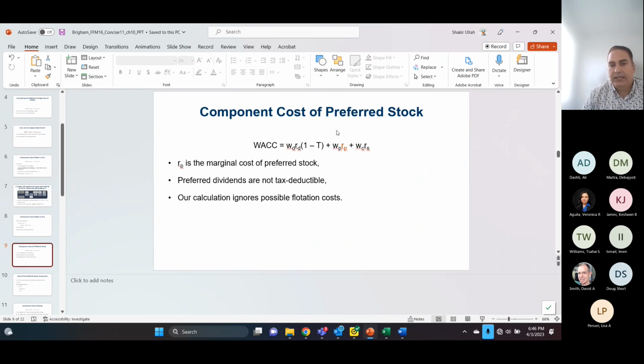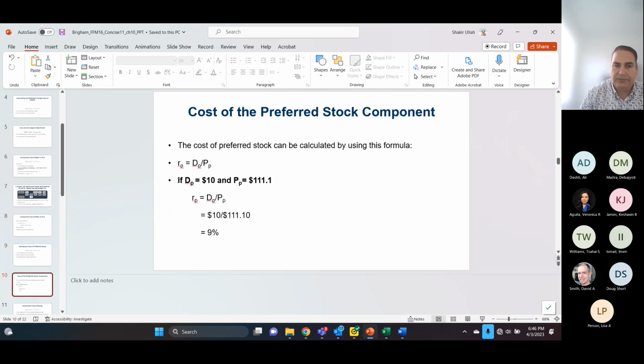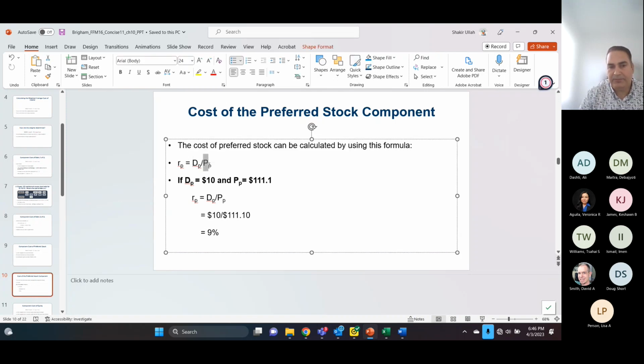Cost of preferred stock: because preferred stock pays a fixed dividend and it pays it forever, that makes it a perpetuity. Perpetuity is a fixed payment that takes place forever. And in order to find the present value of a perpetuity, we use the payment divided by the rate of preferred stock. We can rearrange that equation to find the rate of preferred stock. So here's the equation for that. Rate of preferred stock would be the dividend of preferred stock divided by the price of preferred stock.